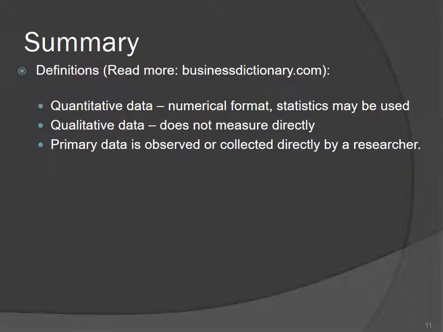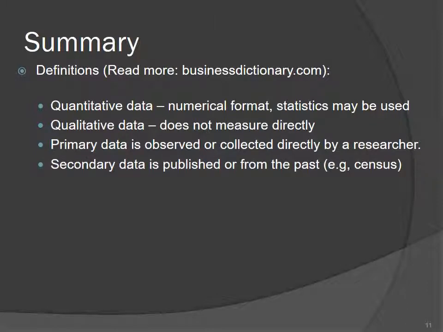Primary data is what you as a researcher gather yourself, typically because there's no secondary data available that's relevant to your study. Secondary data is data that has already been published and completed from a source that you consider to be reputable, and it works for your study.